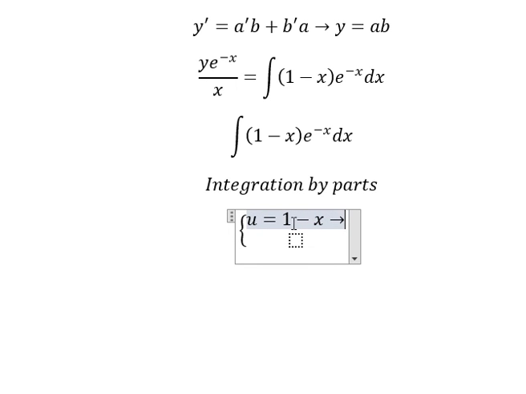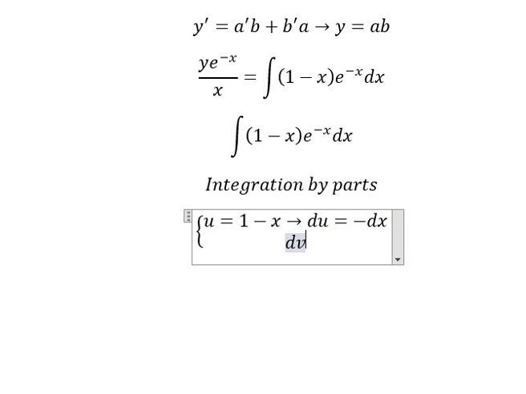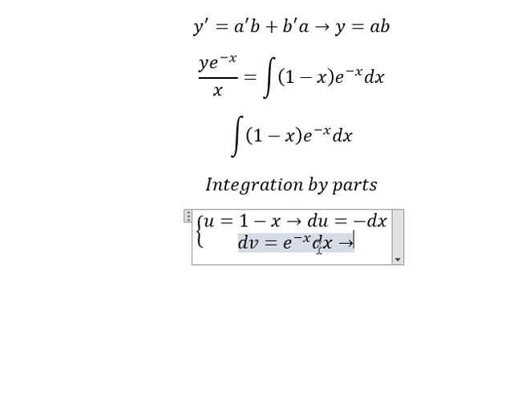Later we take the first derivative for both sides, and we have negative ds. This one we have number 1. This one is the constant. So that's why we have negative ds. dv, we have this one. So the integration of this one, we have v equals negative e to the power of negative s.